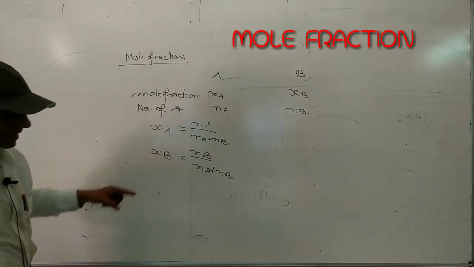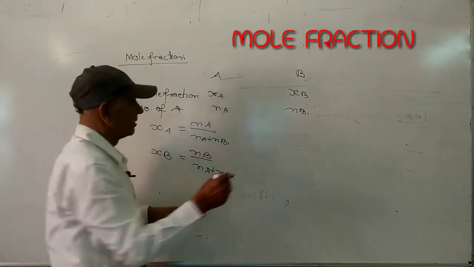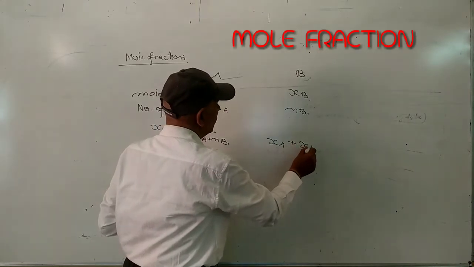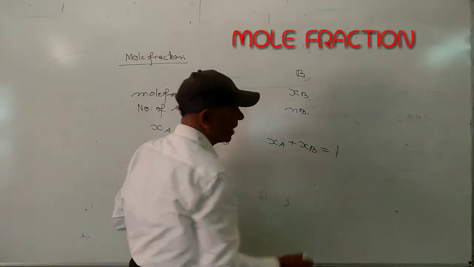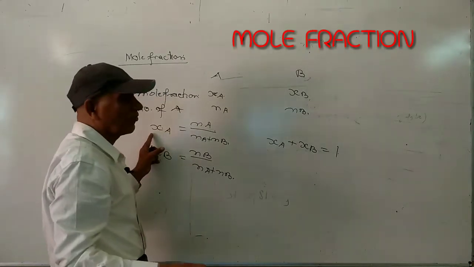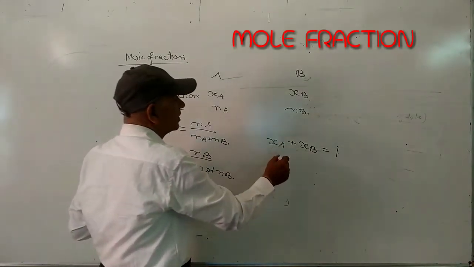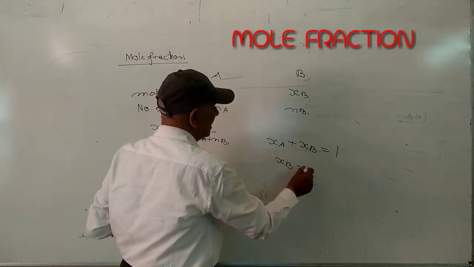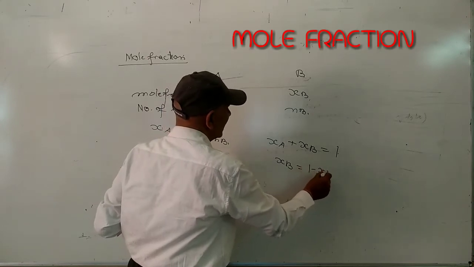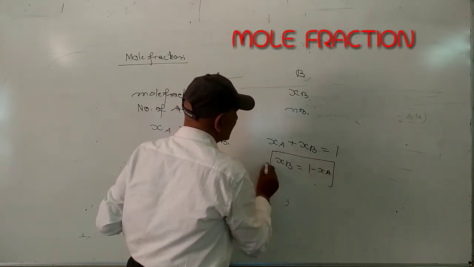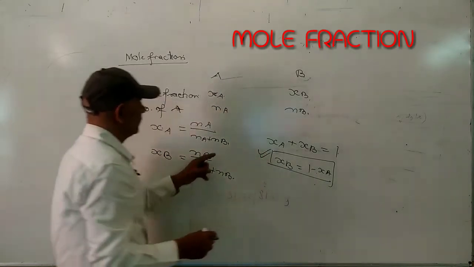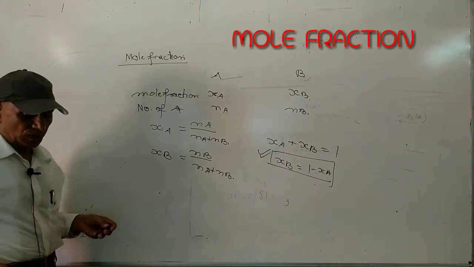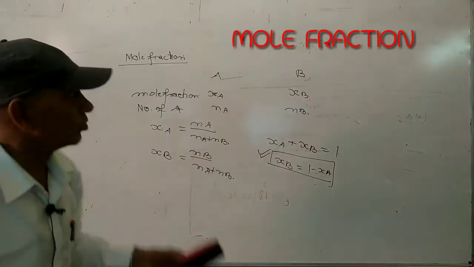The sum of the mole fractions is equal to 1. So XA, the mole fraction of A, plus XB, the mole fraction of B, is equal to 1. If you know the mole fraction of one component, then you can find the mole fraction of the other component. For example, if you would like to know XB, it is 1 minus XA. So this is another way to express the concentration of the solution.